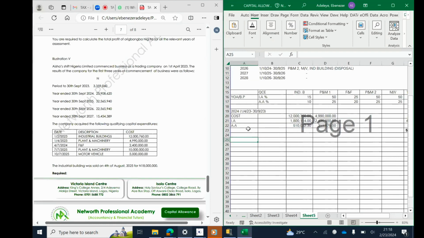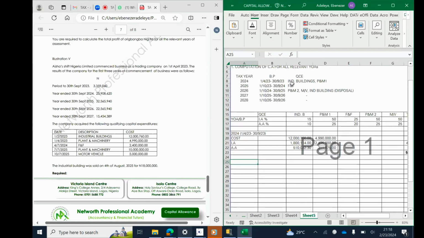Okay. So for the second year, do we have any additions for the second year based on our allocation schedule? We have one. It means we are also going to have costs in this second year. So for the second year, we will have 2025 as our year of assessment. Then in brackets, we'll have our basis period, which will be 1/1/2023 to 31/12/2024.